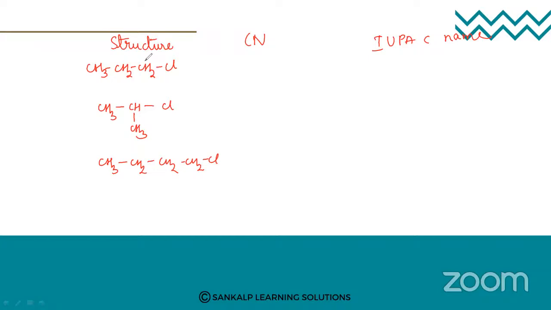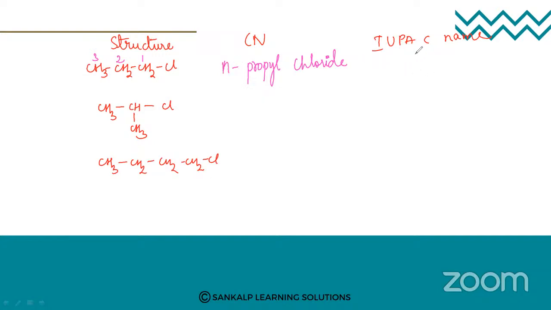See here, how do you name it? N-chloropropane? No, you have to follow first what? N is correct, but first you write the alkyl group: N-propyl chloride. So first will be the alkyl group, followed by the halogen, and in the prefix you write based on the isomerism.